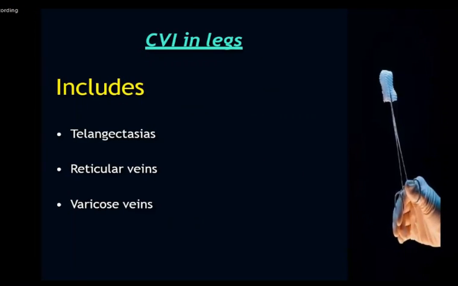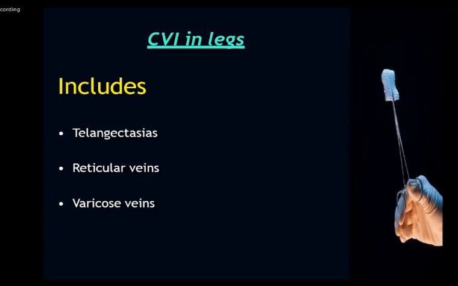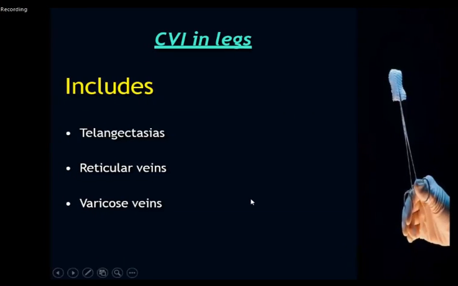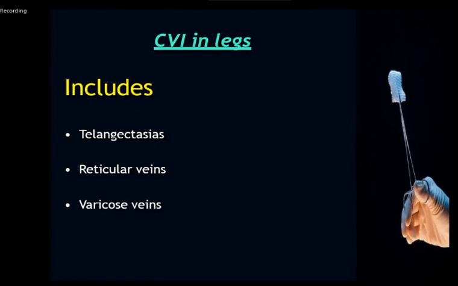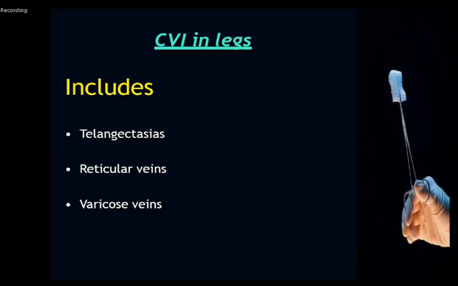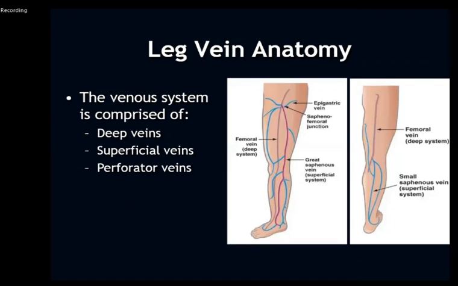So varicose veins include telangiectasia, reticular veins, and varicose veins. Now we will explain these one by one. First of all, you should know briefly about the venous anatomy. You all know, I know, but it should be a rehearsal for that.